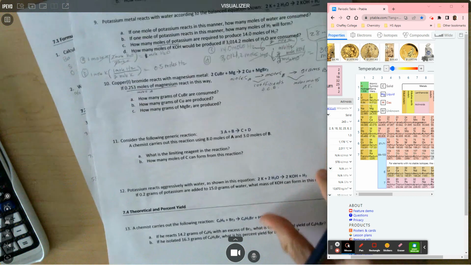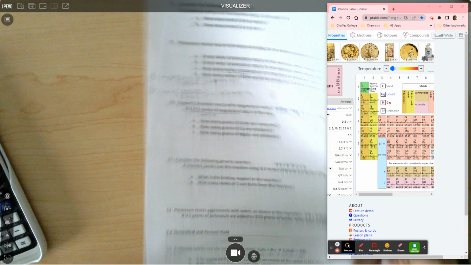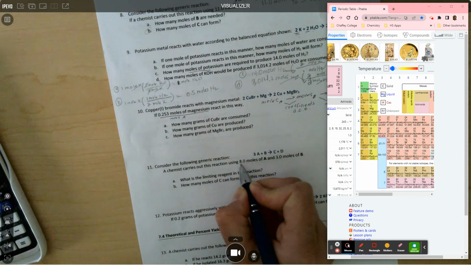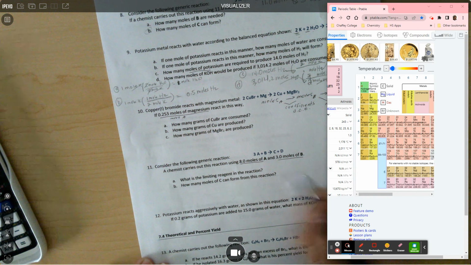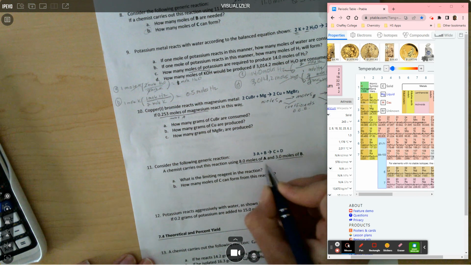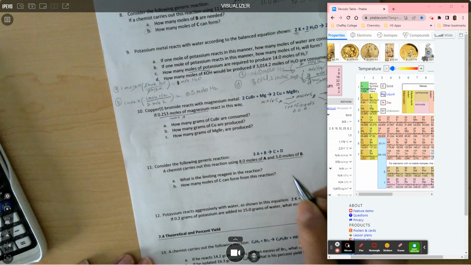All right, let's look at number 11. 11 says, consider the following generic reaction. A chemist carries out this reaction using 8 moles of A and 3 moles of B. What is the limiting reagent in the reaction, and how many moles of C can you form from this reaction? So let's go ahead and do this one since it's a limiting reaction one. Okay. We're going to first start off with our 8 moles of A. So we have 8 moles of A and 3 moles of B. And we want to figure out what is the limiting reaction. So what this means, this is 2 steps or 2 equations that we have to do. Equation using moles of A and equation using moles of B, and seeing which one produces less, right?